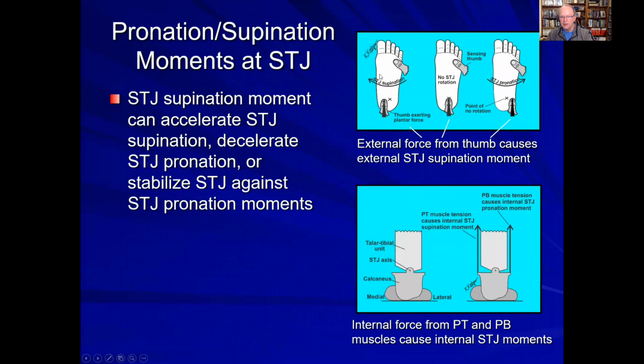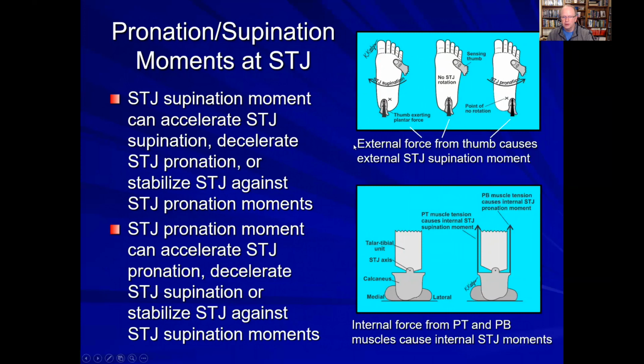Here we have my examination technique where I'm pushing upwards with my thumb on the plantar foot to find the subtalar joint axis. If I'm using my thumb as an external force medial to the subtalar joint axis, this is going to cause a subtalar joint supination moment and subtalar joint supination. If I push lateral to the axis with my thumb, this is going to produce a subtalar joint pronation moment. And if I push underneath the axis, we're going to be producing just compression but no rotational moment, which is going to allow us to find the axis.